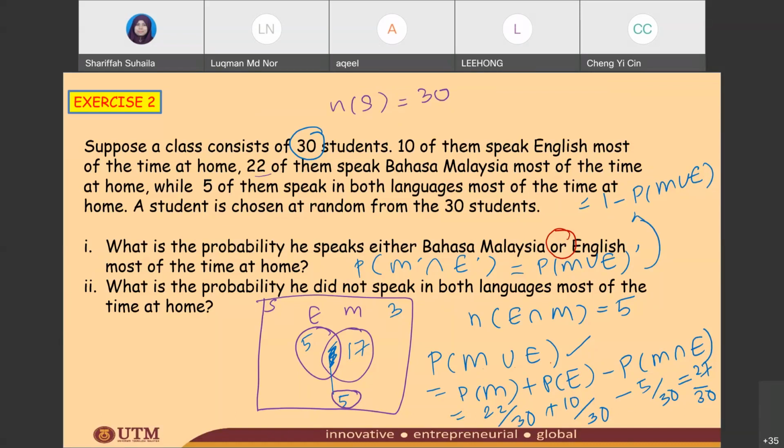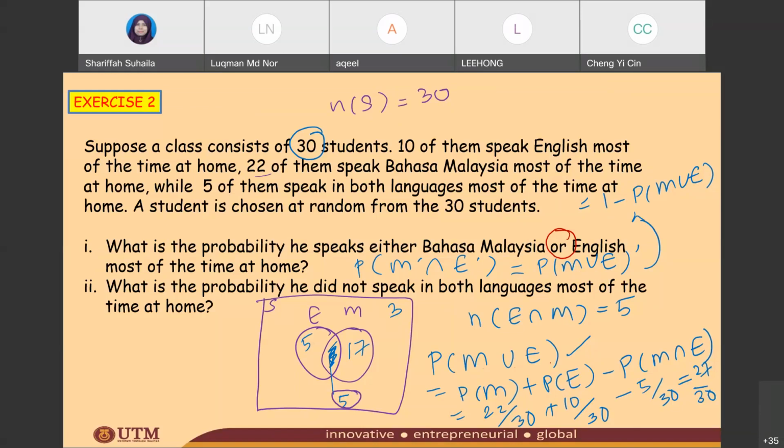Okay, this one is the same, the same concept as before. What is the probability that he did not speak both languages? Both languages he does not speak: not Malay, not English. So what do you all speak? Chinese, Indian, okay, anything. Arabic, okay lah. So the probability of M prime intersect E prime.